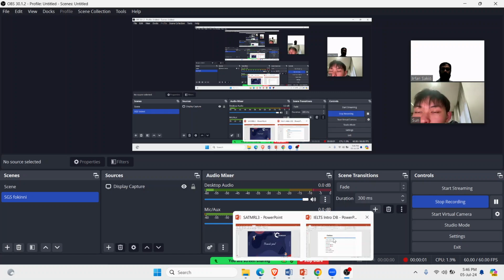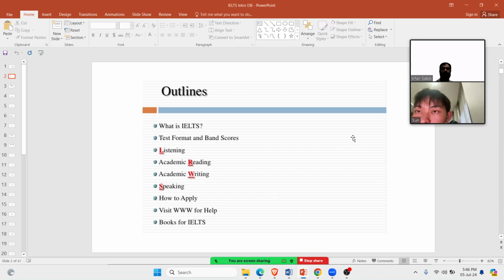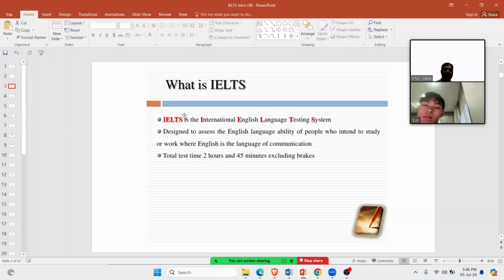So here you go, the IELTS test format. So let's move on. IELTS, the full form is International English Language Testing System. It is under the Cambridge board, the same board that you have given the O levels. It tests your English language ability. The total time for the exam is 2 hours 45 minutes without breaks.